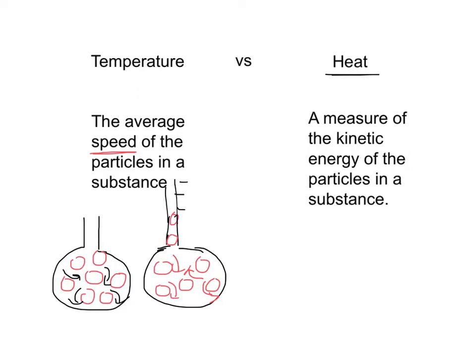Heat is what causes the particles to speed up. It's a form of energy, specifically kinetic energy, which means energy of motion. And that kinetic energy is what allows the particles to move more quickly. Remember what the definition of energy is. Energy is anything that can cause changes in matter.